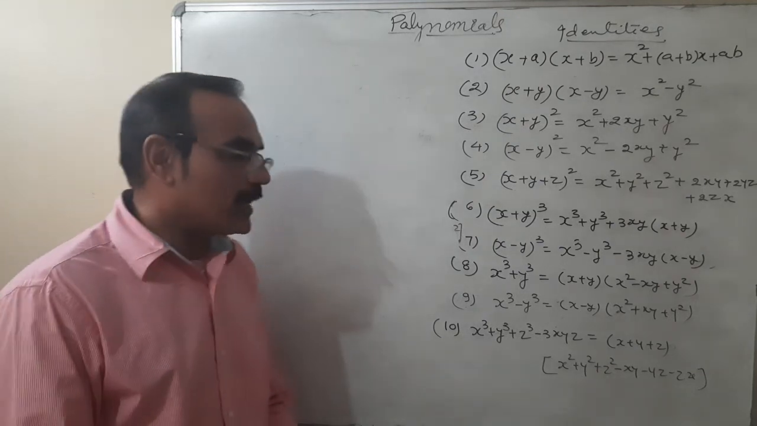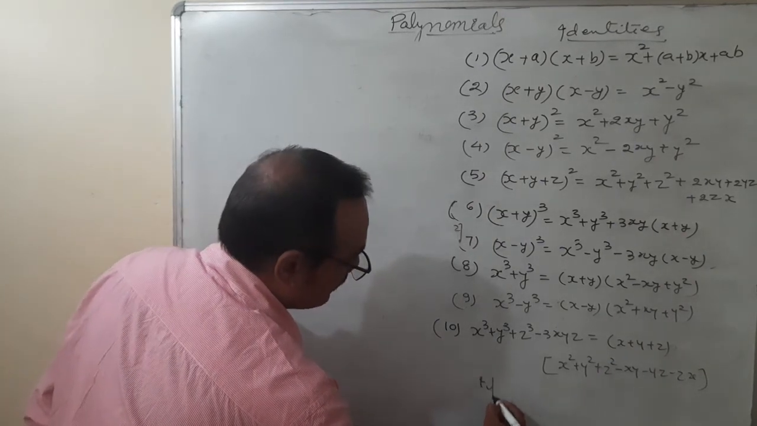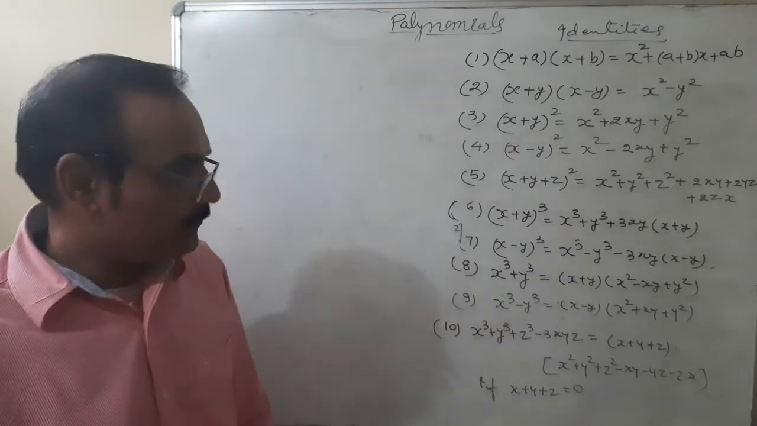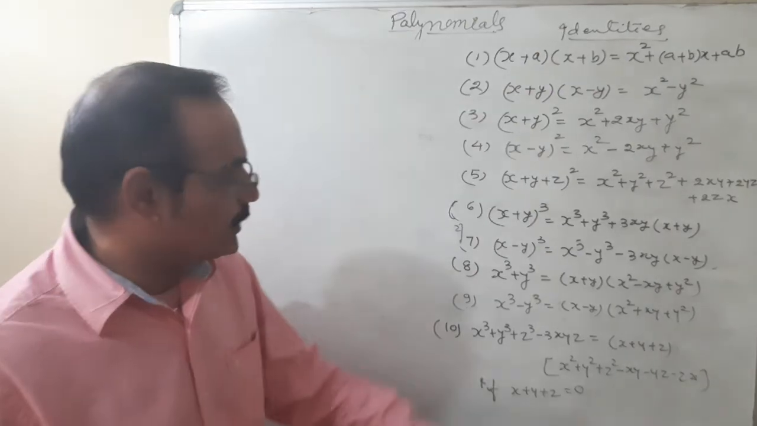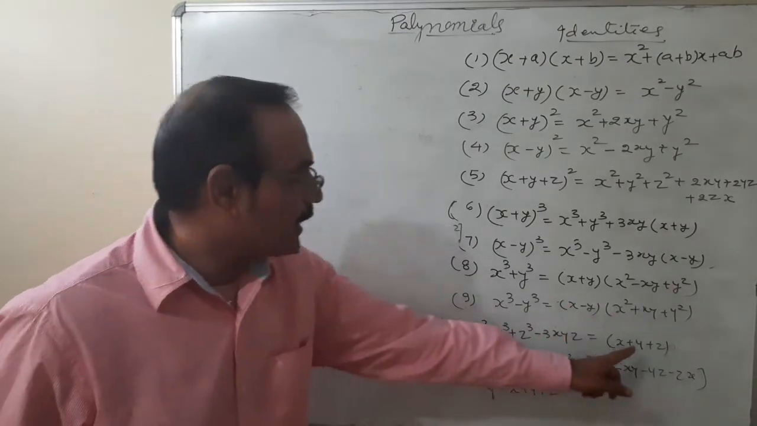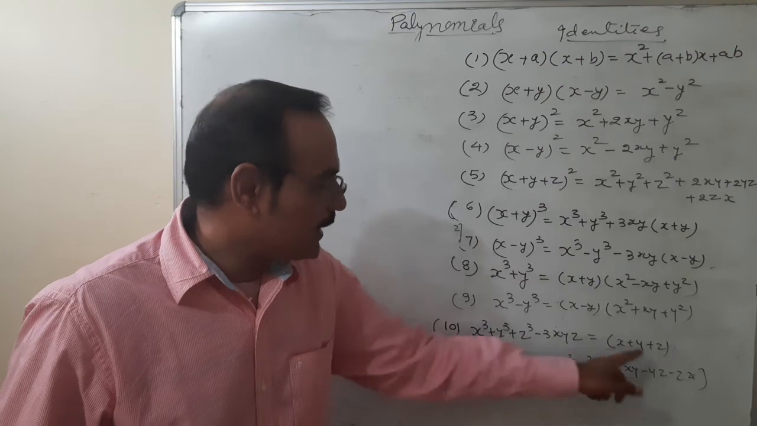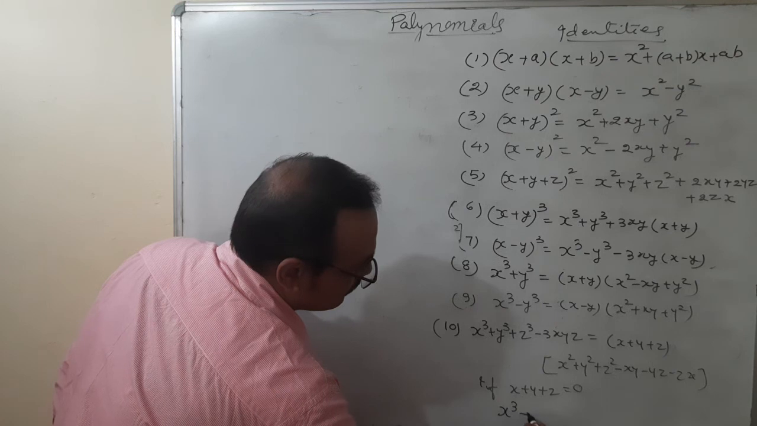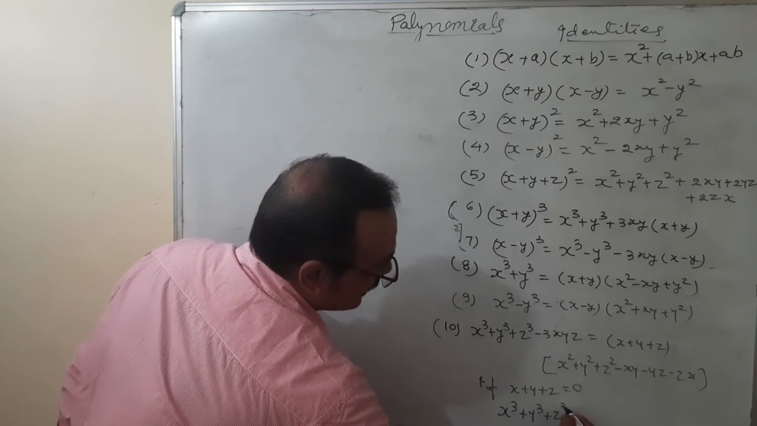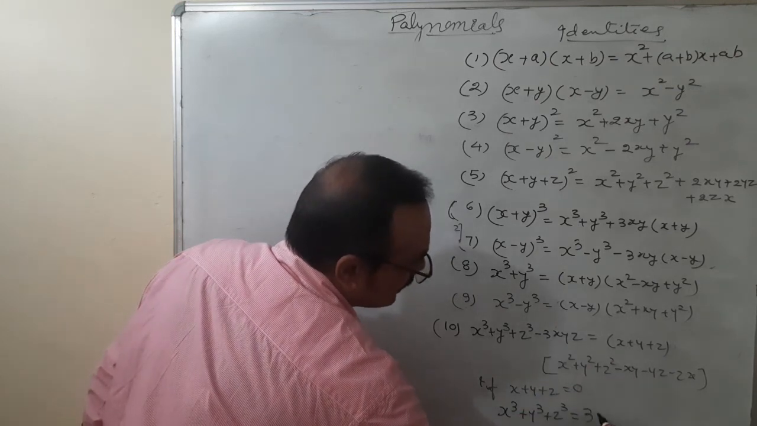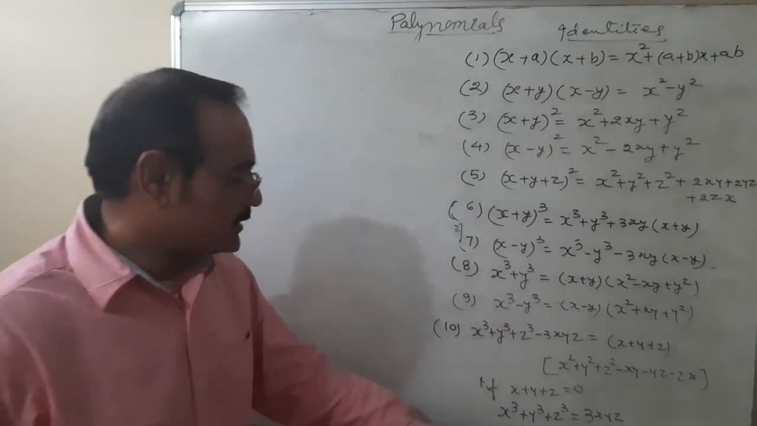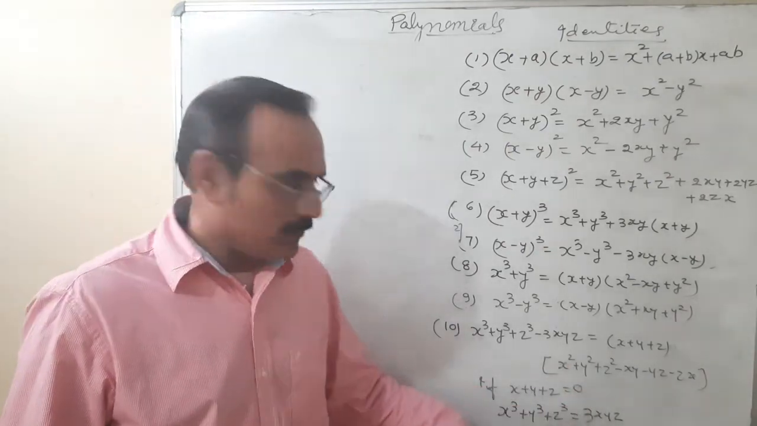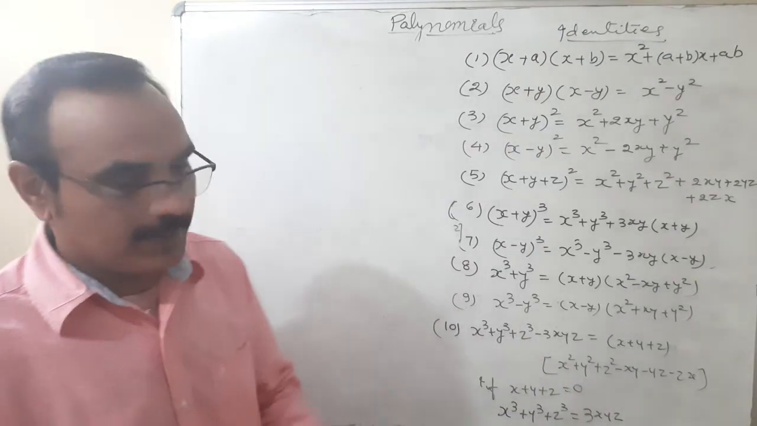And here is one more thing I would like to tell you. If x plus y plus z is equal to 0, then look at this identity. If I put 0 here, 0 is multiplied and this entire term becomes 0. So the identity becomes x cube plus y cube plus z cube is equal to 3xyz. But this is a very specific case. It is used only when x plus y plus z is equal to 0. Then we can use this result directly.